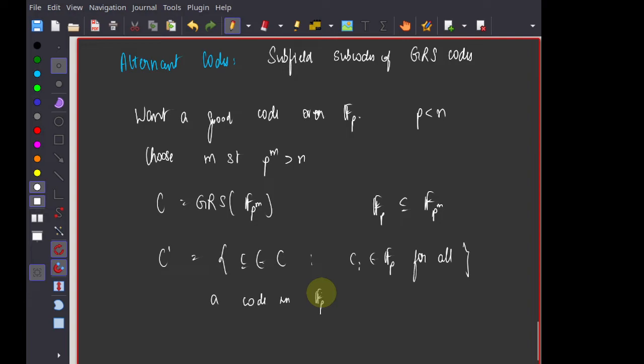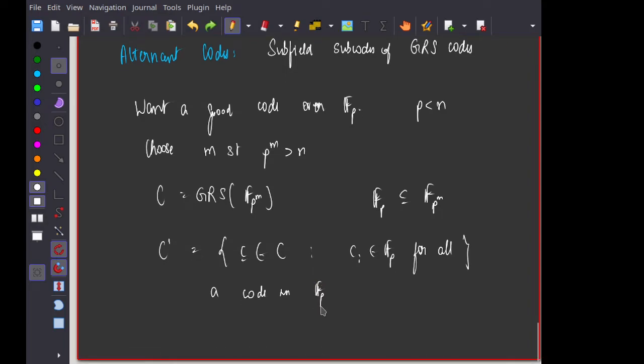But now the question is: is this a linear code? And what can you say about the rate? What can you say about the minimum distance? Firstly, is this a linear code?